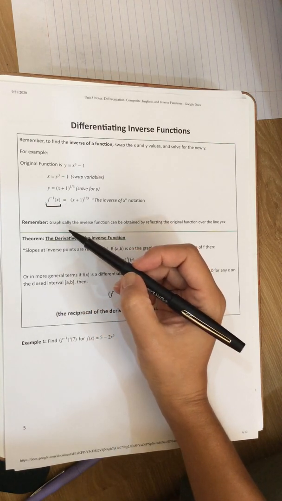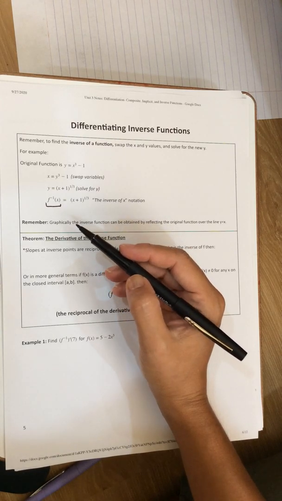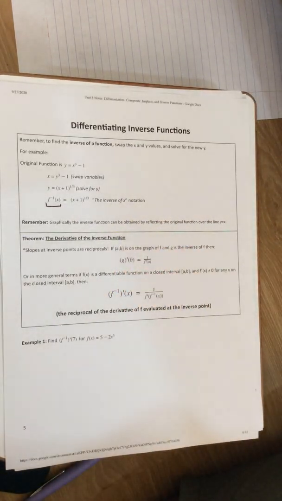And remember, if you're looking at it graphically, the inverse function can be obtained by reflecting the original function over the line y equals x. So it's a reflection over that line. So how in the world do you find derivatives of inverse functions?